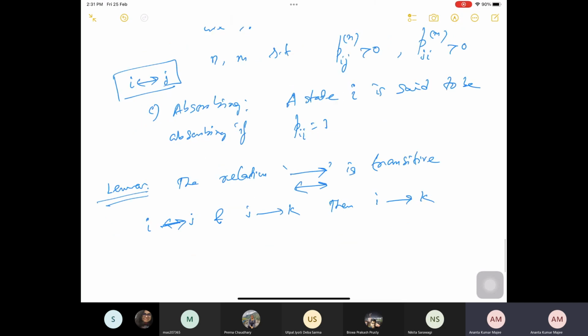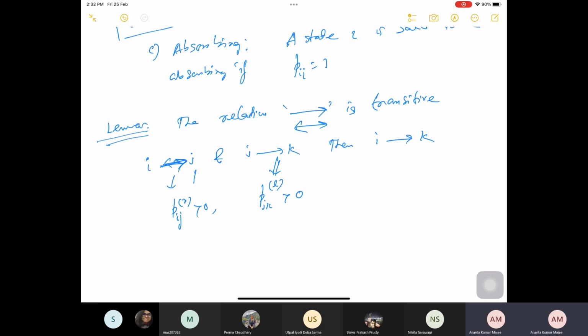Why is this so? Suppose J is accessible from state I, and K is accessible from state J. I want to know whether state K is accessible from state I or not. That means I can find some R and L such that P_ij(R) is positive and P_jk(L) is positive. Is it not? Because of this one and this one.